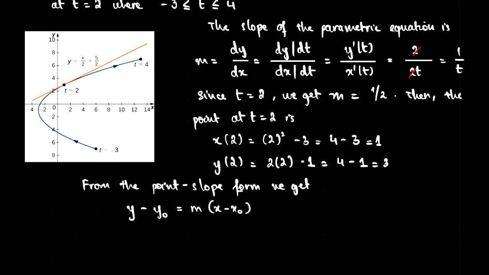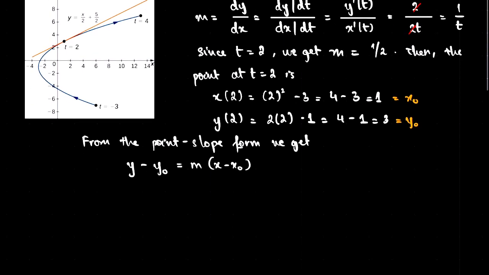So these are just the notations that I use. Sometimes you find the formula in terms of y minus y1 equal to m times x minus x1. It does not really matter. It's just x0, y0, or x1, y1. It's just a point on the curve. So in this case, x0 is equal to 1 and y0 is equal to 3. So you substitute that into our formula and we get y minus 3 equal to 1/2 times x minus 1.